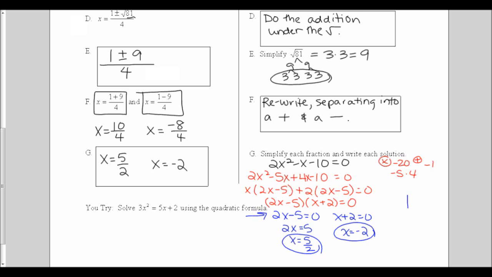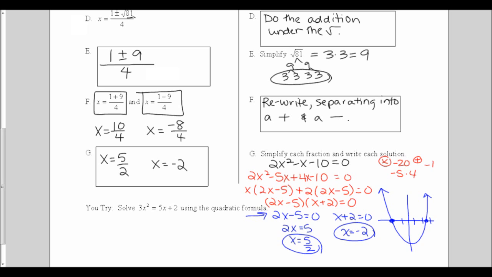I also should realize if I had graphed this using my calculator, I would have had a root at x equals negative 2 and x equals 2.5, which is 5/2. So that's another verification that this works. Whether I solve by graphing, quadratic formula, or factoring, it doesn't matter. The nice thing about the quadratic formula is that it always works. Sometimes factoring might be easier, but if you're not strong with factoring, the quadratic formula always works.